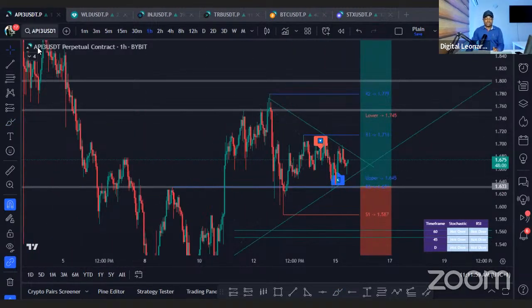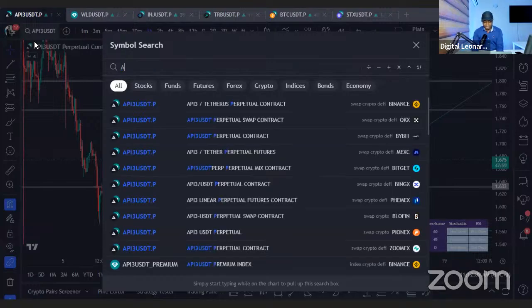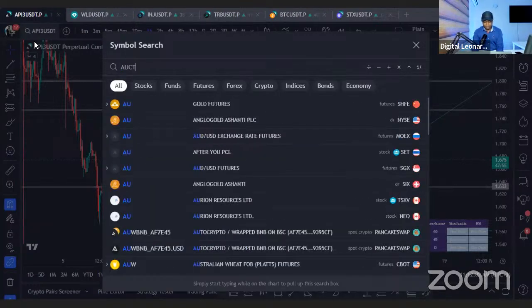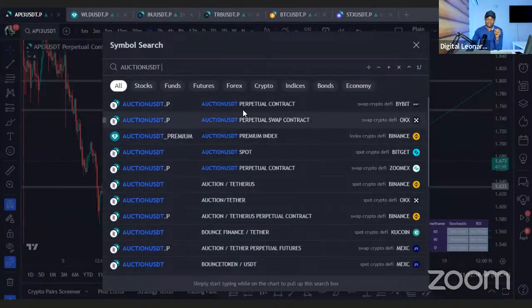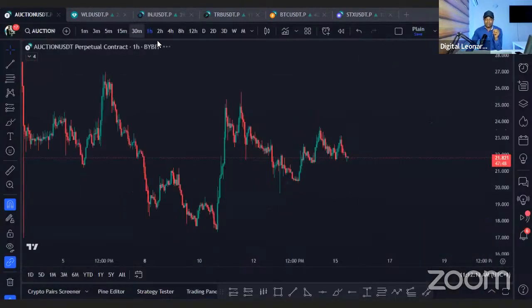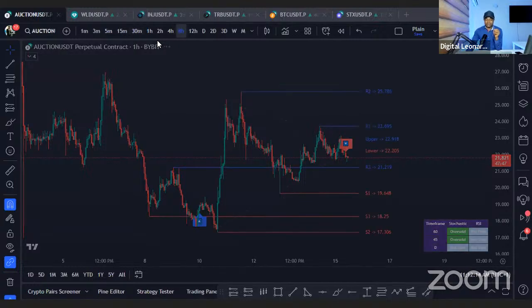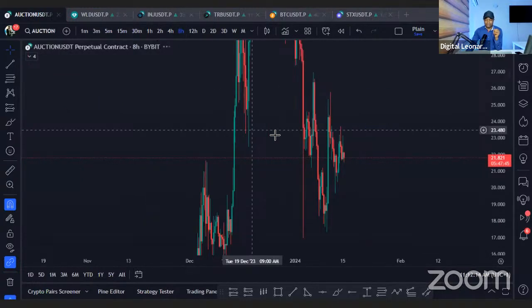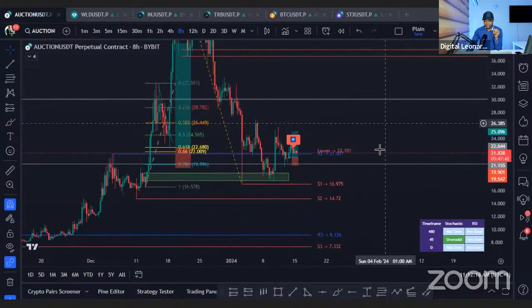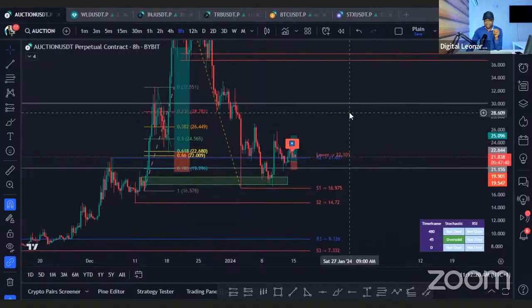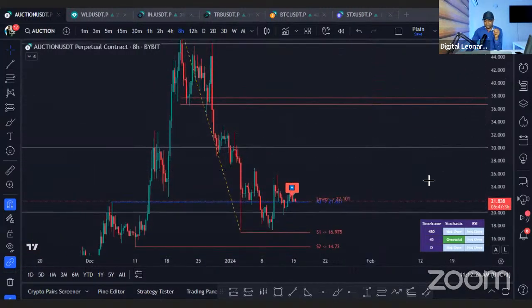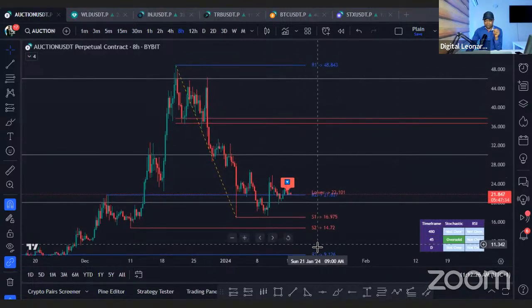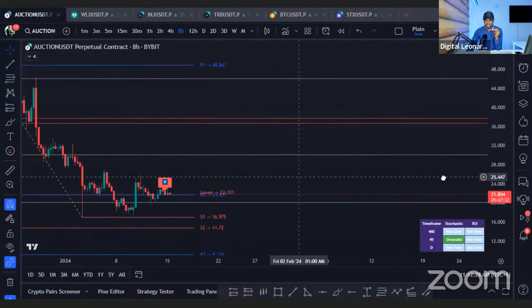Okay. The other token I've been following over the weekend is Unction. I've been scalping Unction, and I think I still see potential for this token going up. If I look at the higher time frame, like the 8 hours time frame, let me just remove these previous drawing tools. Okay, so I still see Unction going higher and higher.